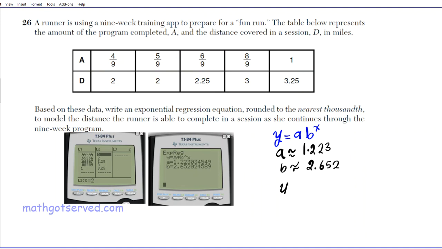Okay, so our final answer is going to be y equals A, which is 1.223, times B, 2.652, raised to the x power. And this represents the exponential regression model for this data that we have here.